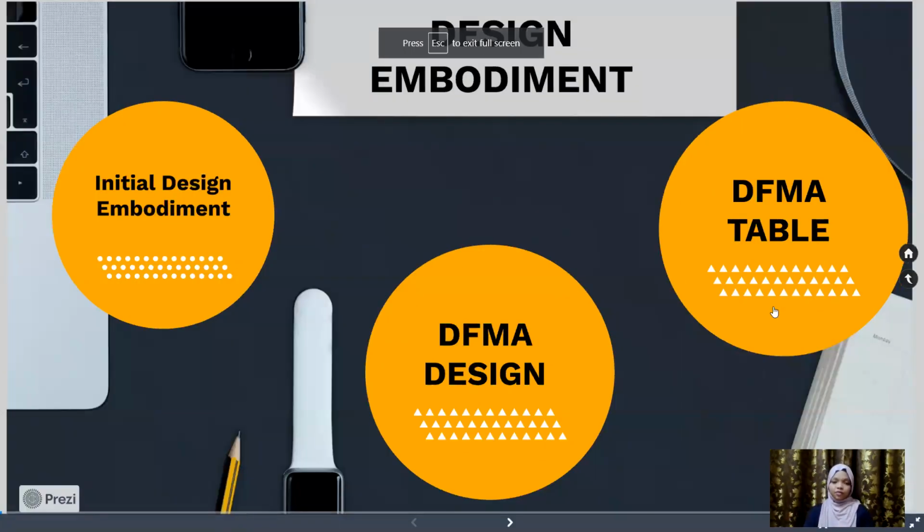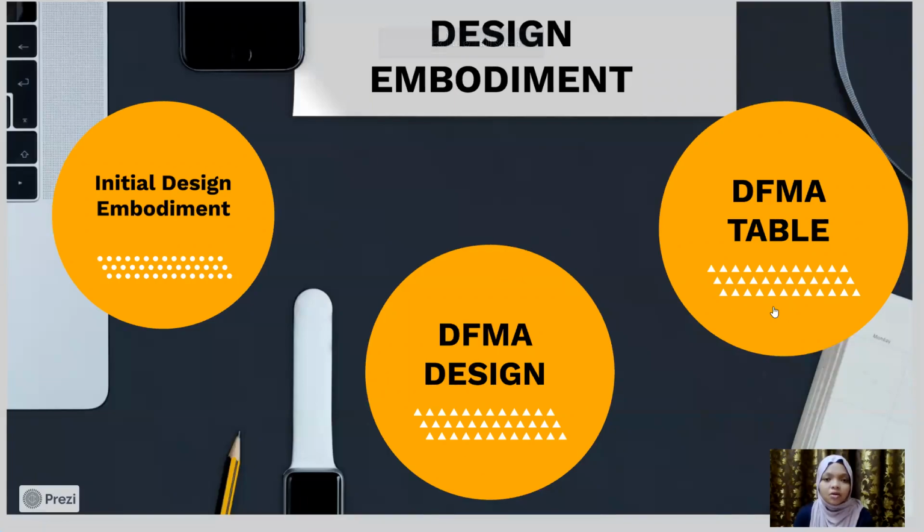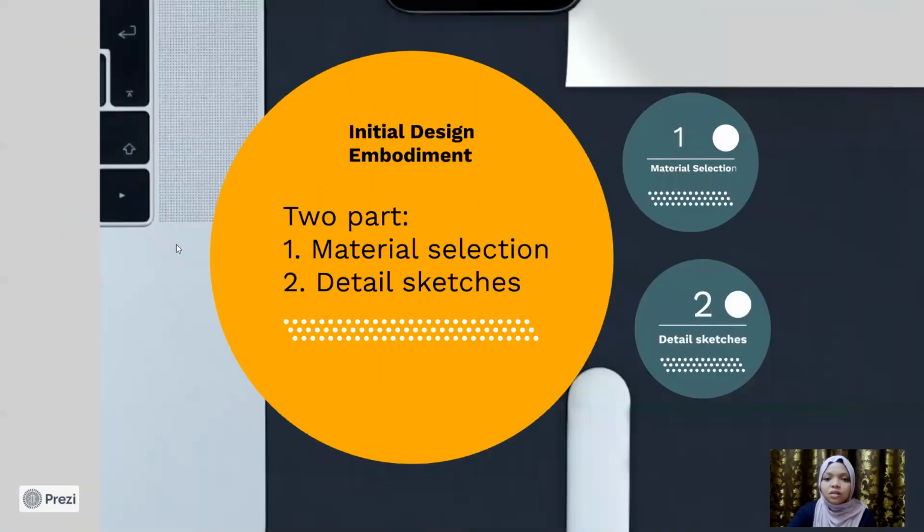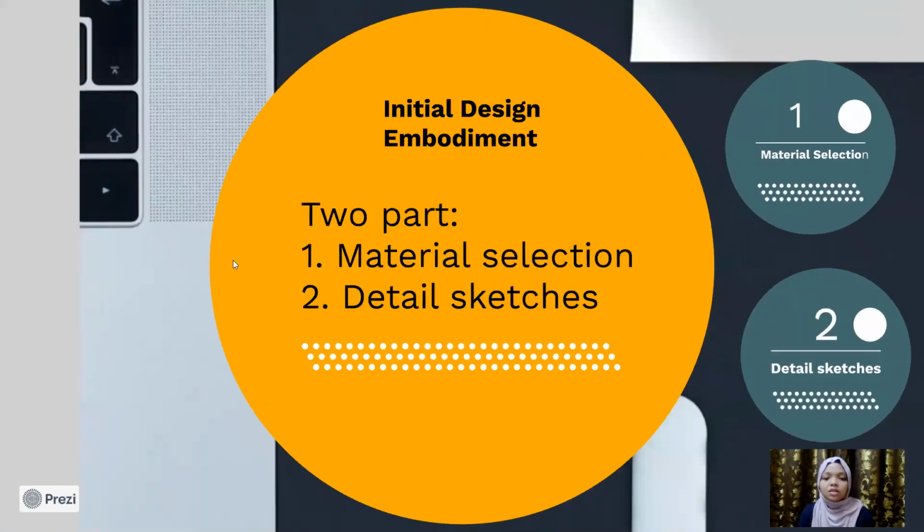Assalamualaikum and good evening. My name is Hazirah Binti Roslan, and I will present the design embodiment. For design embodiment, there are 3 parts: the first is initial design embodiment, the second is DFMA design, and the third is DFMA table. For initial design embodiment, there are 2 parts, which are material selection and detail sketches.